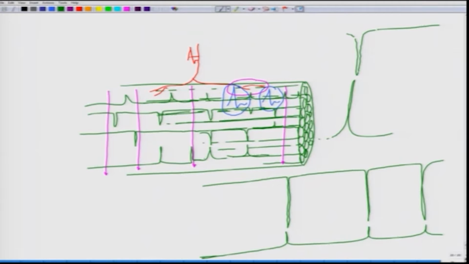Something like this. Now, this structure has to be like that because it has certain very interesting advantages, what we are going to talk about now. Now, say for example, let's take this situation. So, let's take a simplistic view of it.